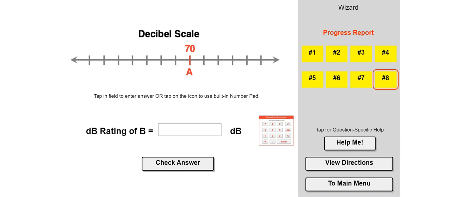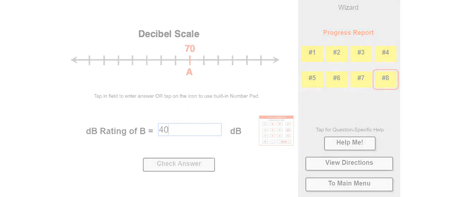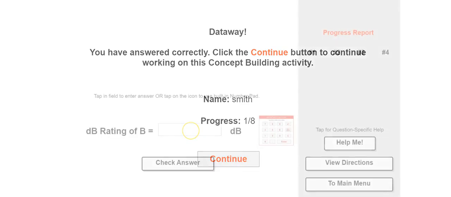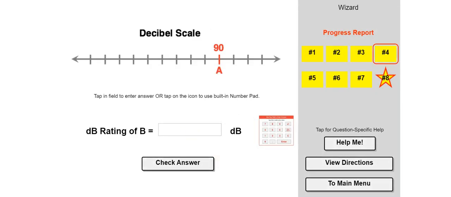So we say, oh, that's just 3 factors of 10, but it's less. So 3 factors of 10, not 70, but we would go 60 is 1 factor of 10, 50 would be 2, and 40 would be 3 factors of 10. So this is a 40. We try another one. This is 1, and we got 1, 2, 3, 4, 5 zeros. So we simply say, oh, that's 5 factors of 10, or in essence, 50 decibels less than 90. That would make it a 40.